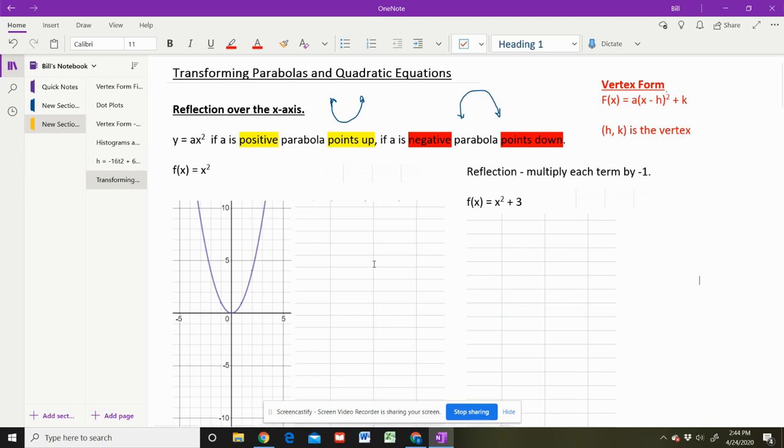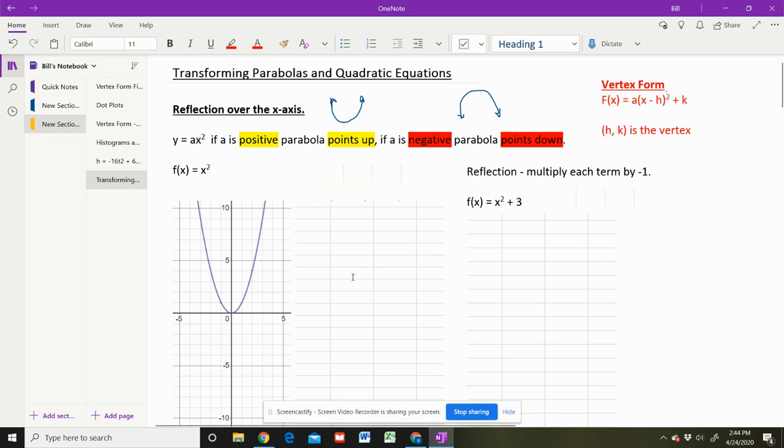Good morning. So today we're working on the next section, which is transforming parabolas and quadratic equations. In your pre-algebra class, you would have covered transformations, things like reflections, dilations, rotations, and translations. You did those with shapes or points last year. We're going to do it with the quadratic function, or parabolas, in this particular section.